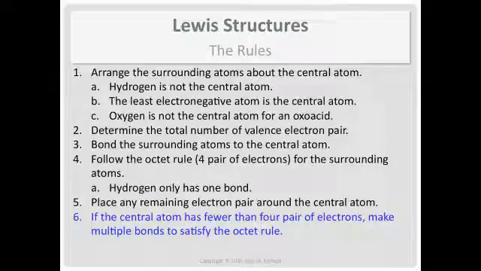Then you get the octet rule. For this rule, though, there are times when you won't have an octet. There are some molecules where you'll have fewer than 8 electrons, 4 pairs, around the central atom. And then there are some where you'll have more than 8. So you have to know when to go against the octet rule. Remember, it's not really a code in that sense. It's more of a guideline.